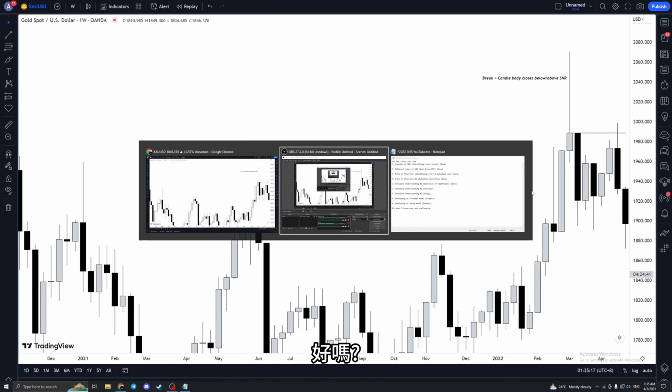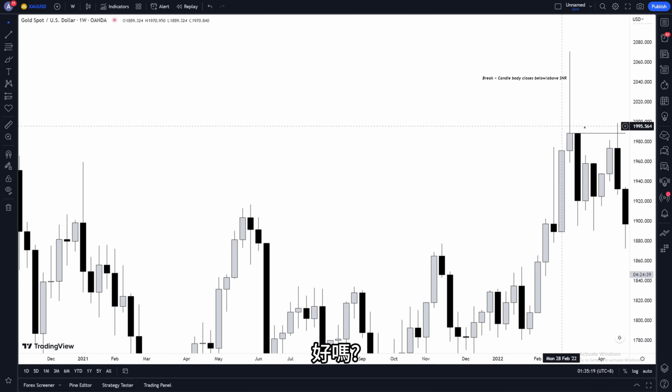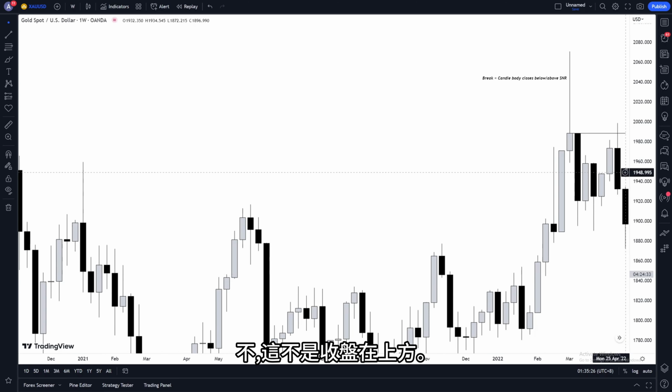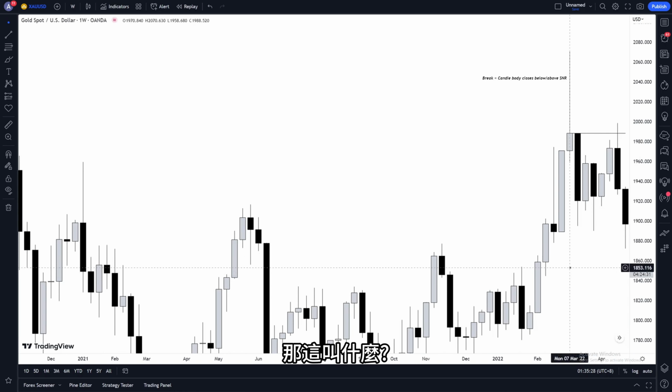Okay? Hold on, how long are we doing right now? 9 minutes. Whether it closes above or below, that's completely irrelevant as to whether it continues. But is this a closure above? No, this is not a closure above. What is this called then? Rejection.